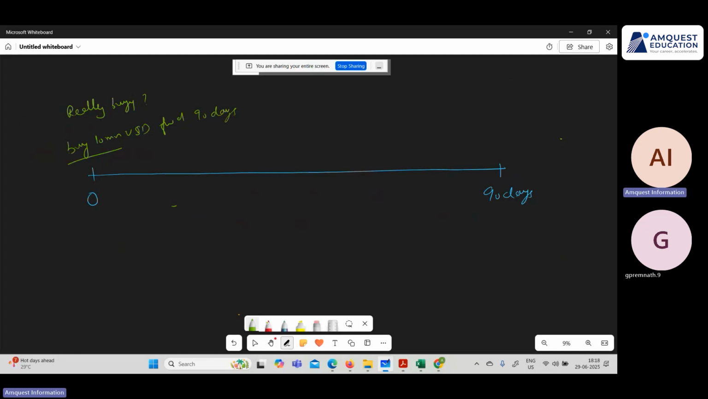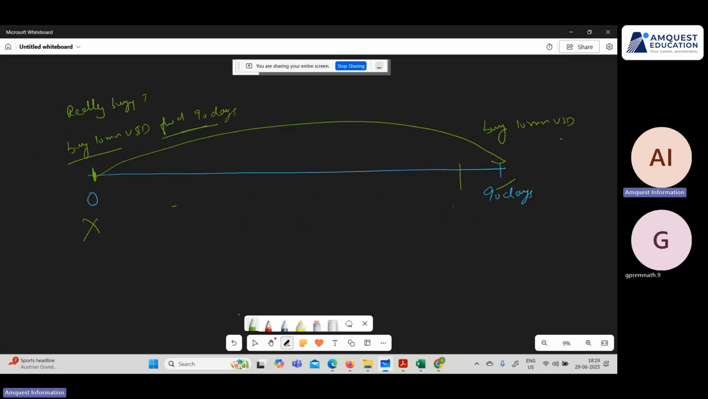So the whole idea of getting into forwards, futures, whatever, I'm using the words forwards and futures interchangeably because I'm not considering margin for now. But the idea of getting into those contracts is that you are locking in the price today, but you are not really doing anything today. No transaction happens today. So when I say that I'll buy 10 million USD forward 90 days, it means that today I'm doing nothing, but I will effectively be buying 10 million USD on the 90th day.